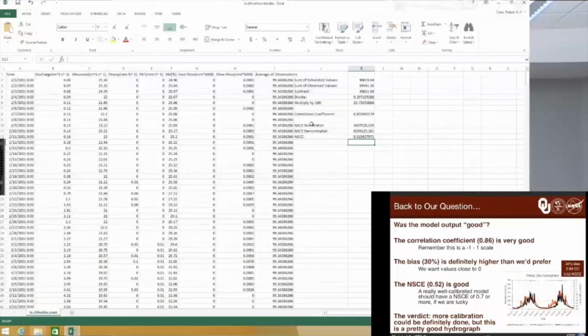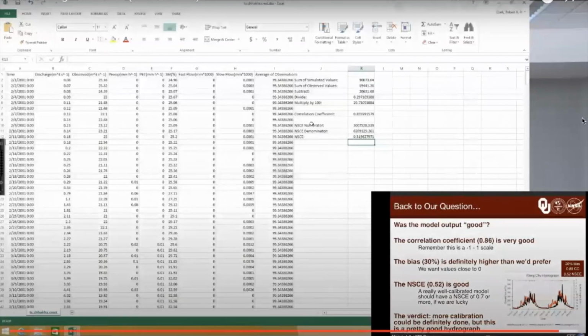This, of course, is a calibrated example. And so when you calibrate the model, you want values up at 0.5, 0.6, 0.7, maybe even 0.8 if you're really good.